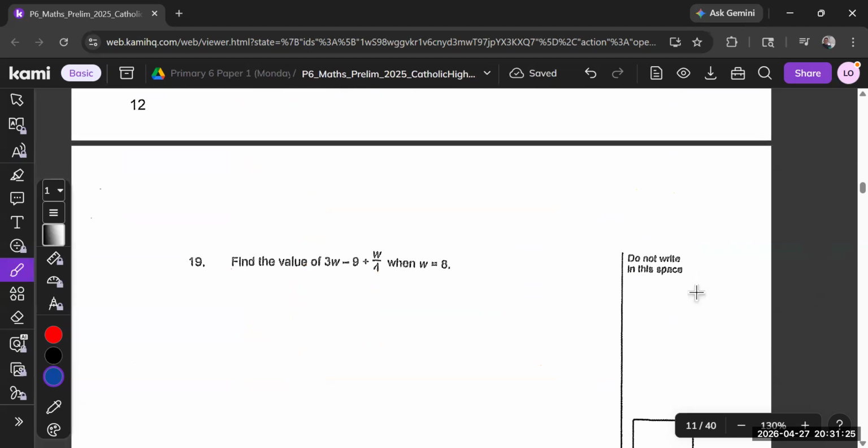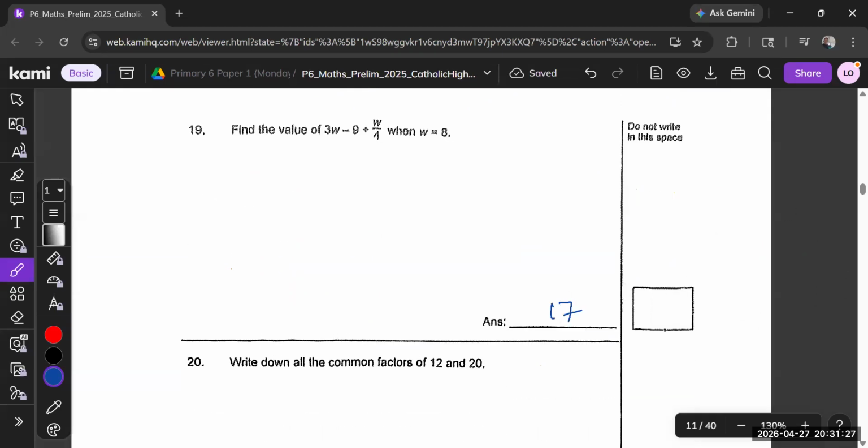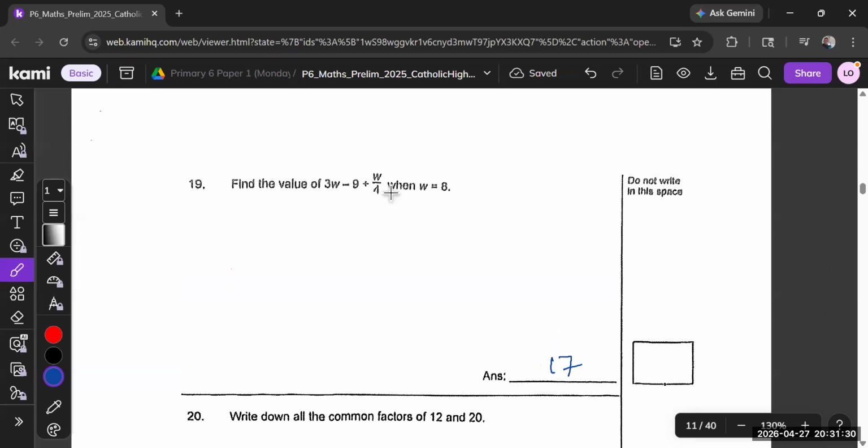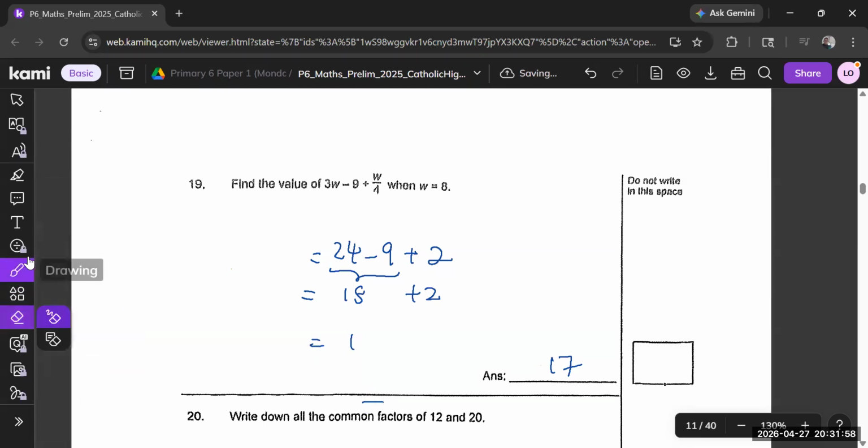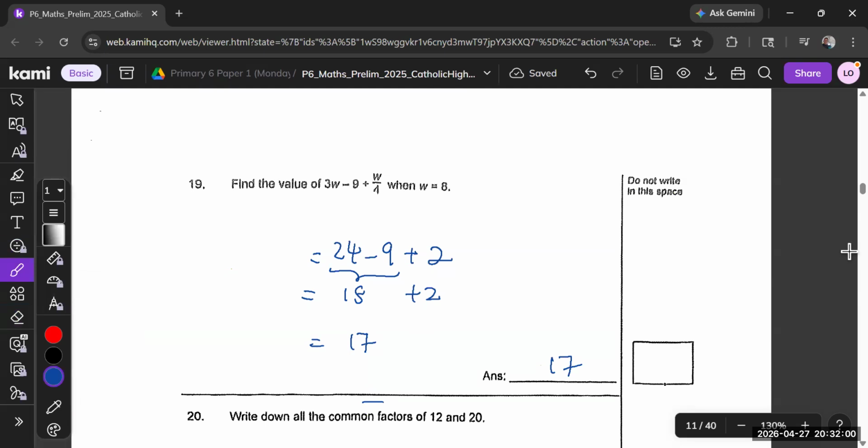Question 19, the answer is 17. 3W, don't break up the step. 3W is 3 times 8. Don't break up the step. You should be writing everything together. W divided by 4, so you can just mentally do 8 divided by 4, 2. And then minus, then plus. What do you do first? Minus. Minus and plus are the same, do whichever comes first. Then later plus 2. Yeah, 17. Your answer is 17. Very easy.